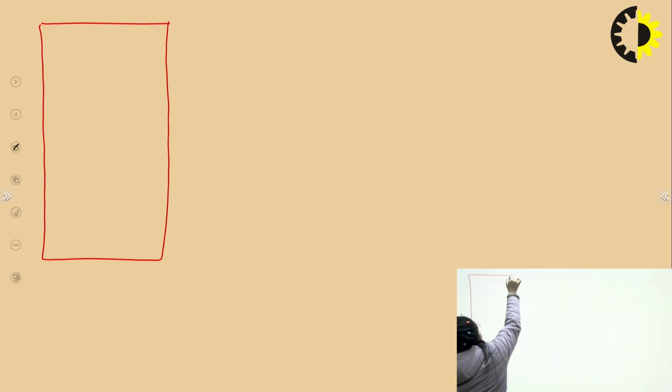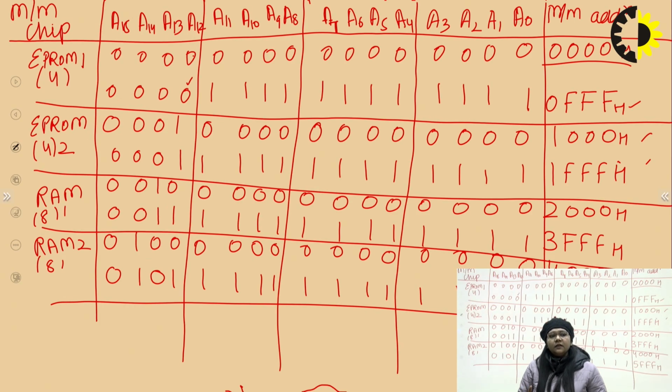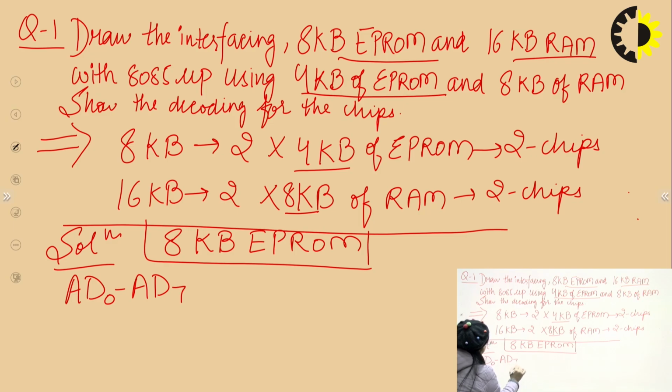Next is the diagram, the most important thing. For that, one thing is required, that is my microprocessor. This is my microprocessor 8085. Next thing, what do I need? I need address lines and data lines. Data lines are fixed, but one thing, data lines are multiplexed with address lines, that is AD0 to AD7, address data line. I have to demultiplex them using ALE.